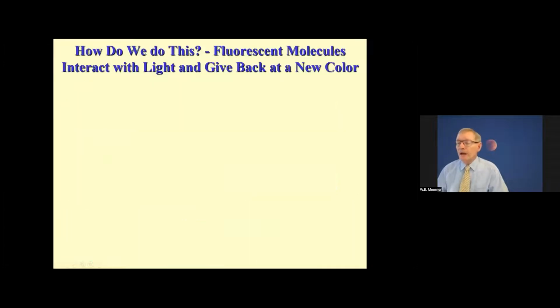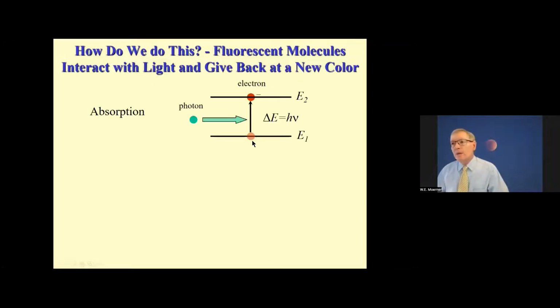Now, the other thing that I would like to describe is, how do we do this? How do we detect these single molecules these days? So we're using this idea of fluorescence. The molecules interact with light and emit light at a different color. To remind you how this works, I'm drawing these little plots that have energy going upward. This energy level is the unexcited molecule, the ground state.